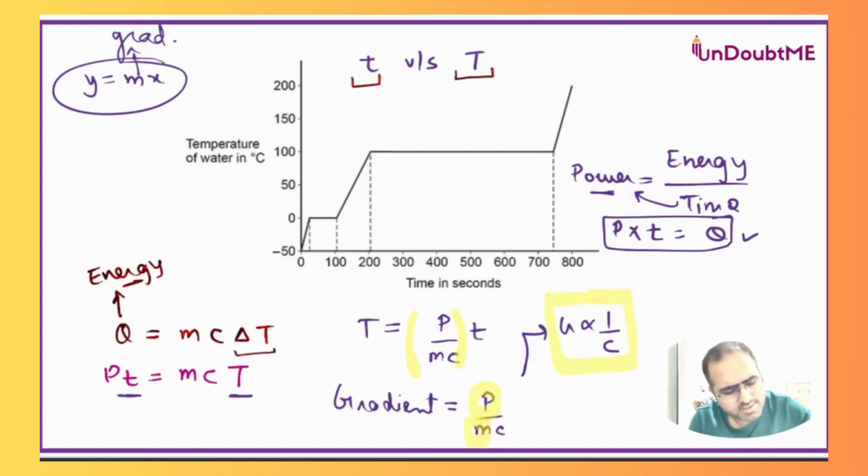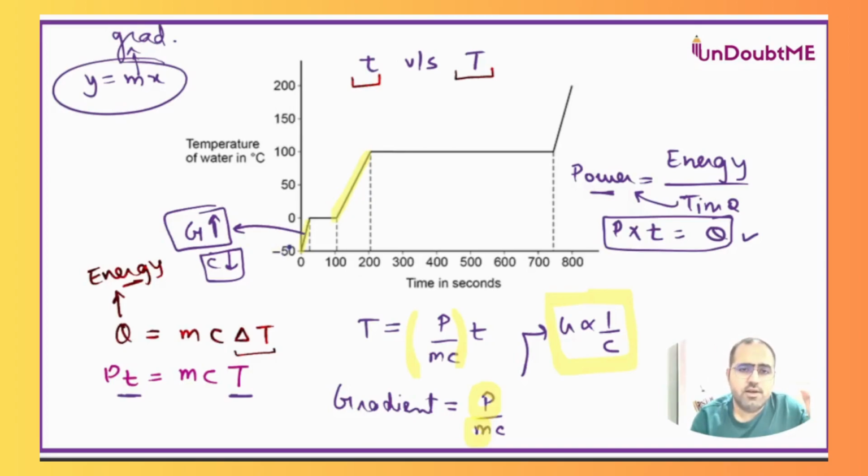Now, if we look at the graph, the first line is steeper and the second line is less steep. We don't have to calculate any of the values. We can just work on the basis of steepness. So if the first line is steeper, it means the gradient value for the first will be higher. If the gradient value for the first is higher, then the C value for that will be lower. So the conclusion is that specific heat capacity for solid to liquid, or for ice to water, is less as compared to specific heat capacity when it is converted from liquid to gas.